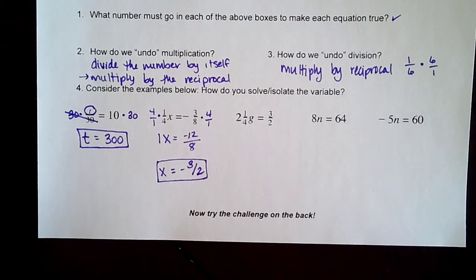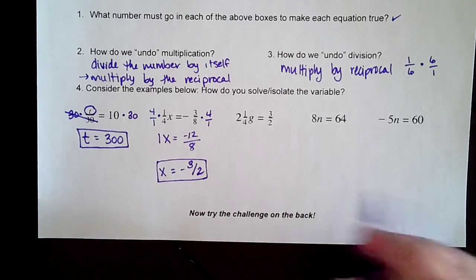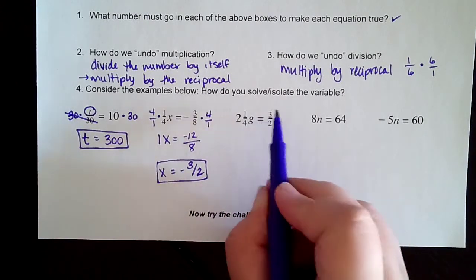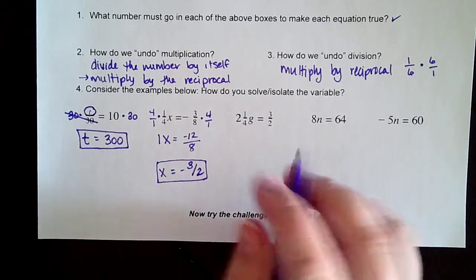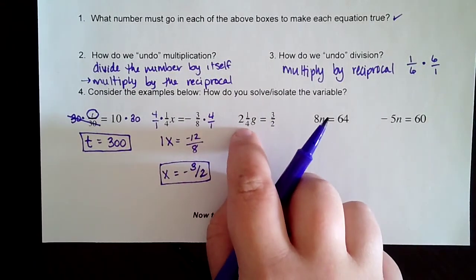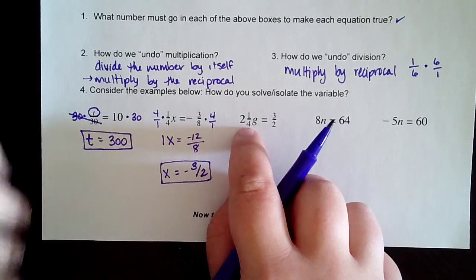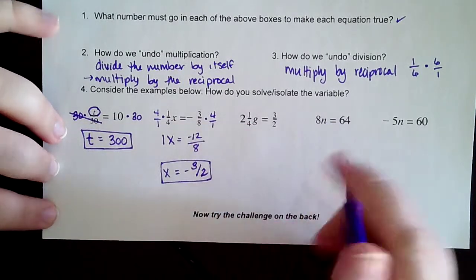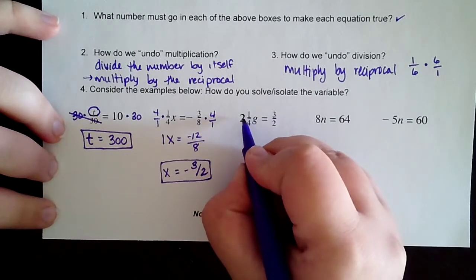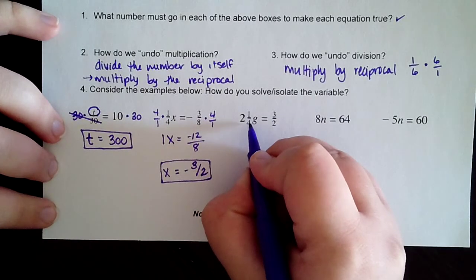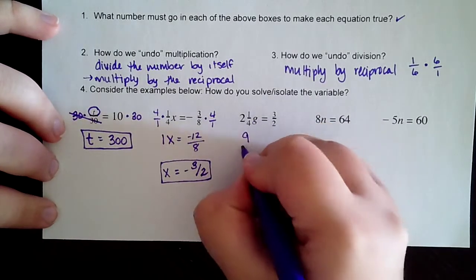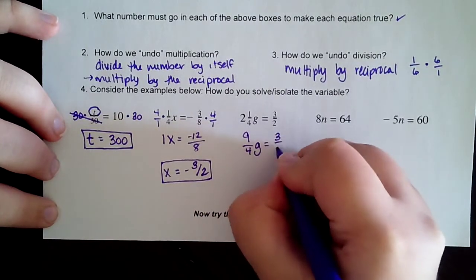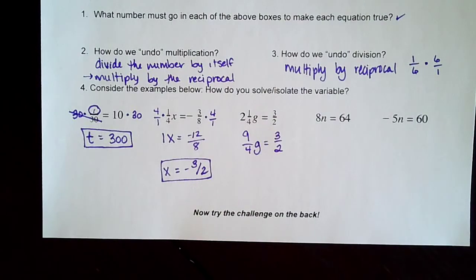The next one, it's a little tricky, but it's okay. I've got 2 1/4 g equal to 3/2. Now, I'm not really used to dividing with mixed numbers, so in order to make this problem easier on myself, I'm going to change this to an improper fraction. 2 times 4 is 8, 8 plus 1 is 9. So this is the same thing as 9/4 g equal to 3/2.